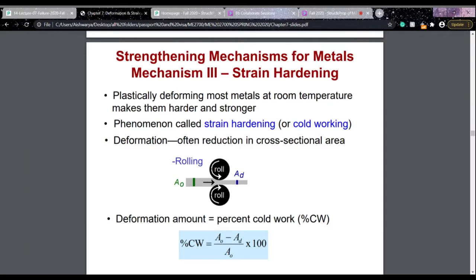The material is passed through rolls. By passing through the rolls, compressive stresses are applied on the material, so it undergoes a change in diameter and an increase in length, and different dislocations are introduced in this material. So the slip motion of dislocations becomes difficult, the material becomes harder, and the yield strength increases. The percentage of cold work is given by the formula (A naught minus Ad) over A naught times 100, where A naught is the original cross-section area and Ad is the deformed cross-section area.